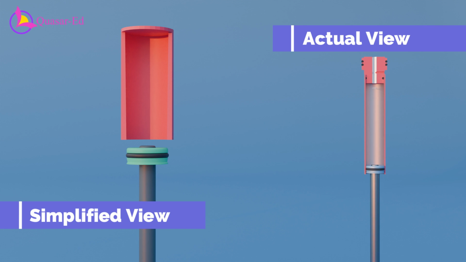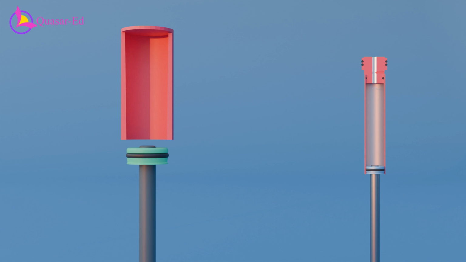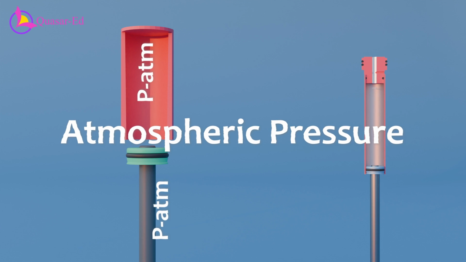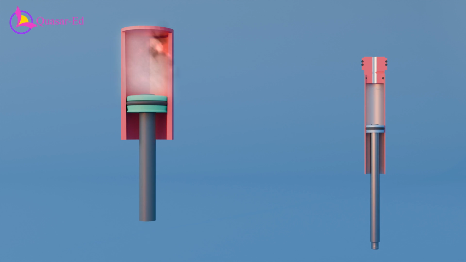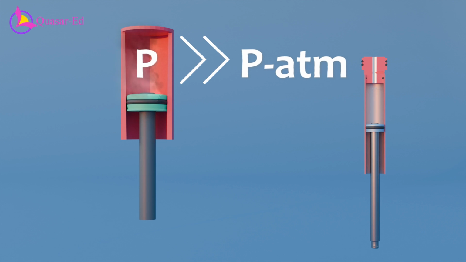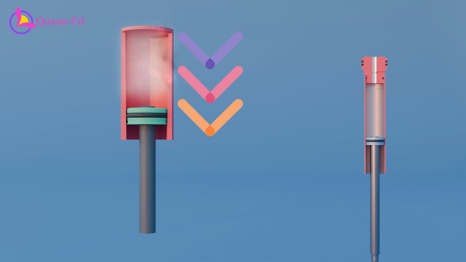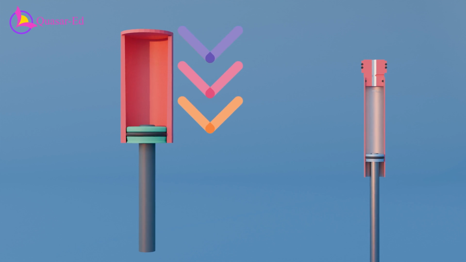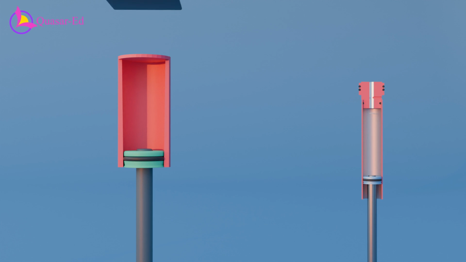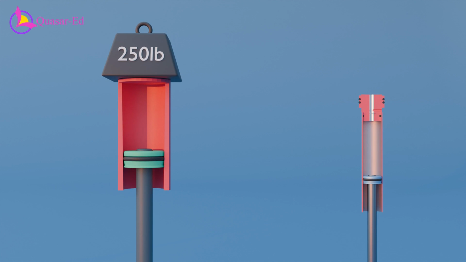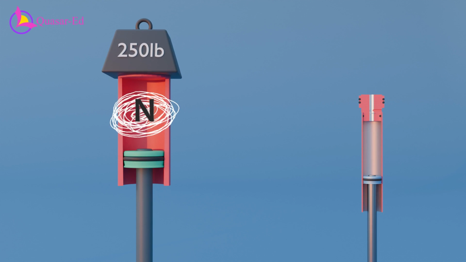When the piston is outside the cylinder, atmospheric pressure is equal inside and outside the cylinder. When the piston is pushed upwards, it compresses the air inside, increasing the pressure within the cylinder to greater than the atmospheric pressure outside. This difference in pressure creates a net force that pushes the piston back. To support a weight of up to 250 pounds, the cylinder is filled with pressurized nitrogen.